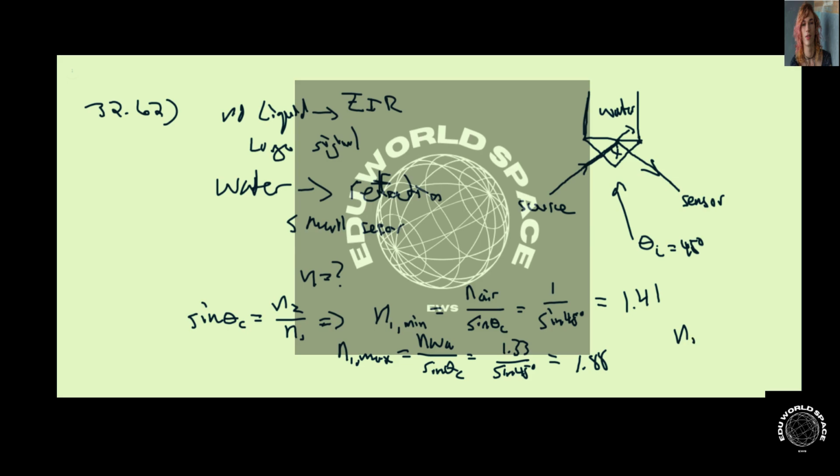So N1 must be greater than 1.41 and less than 1.88. Put less than or equal and greater than or equal signs there. So that's the allowable range.